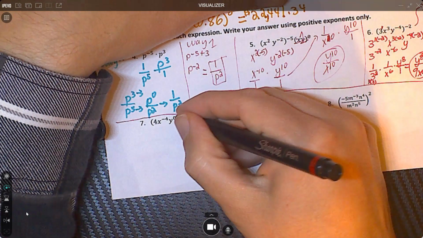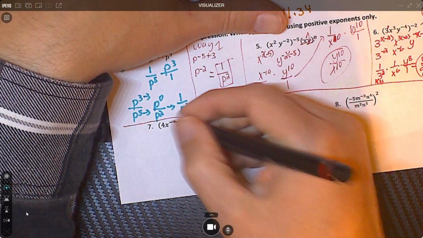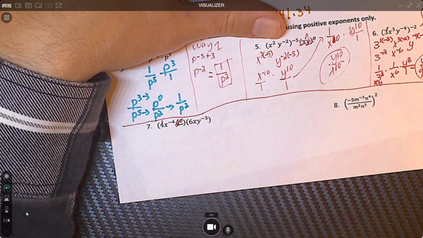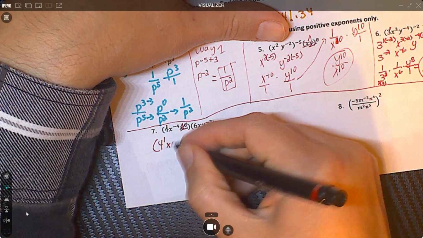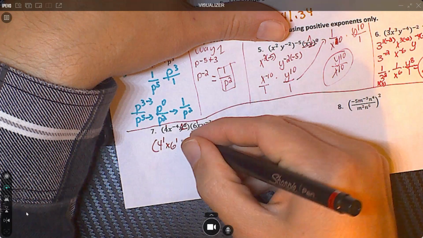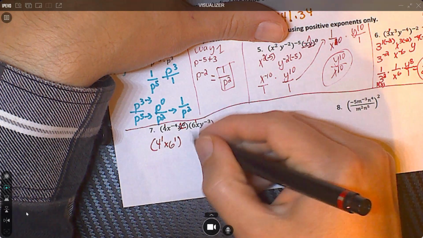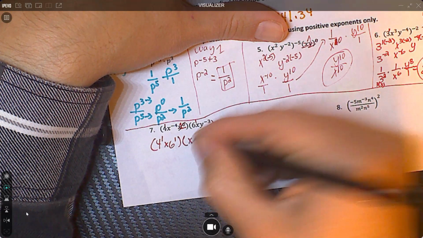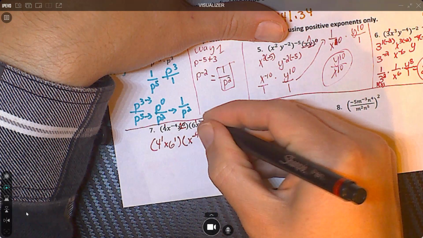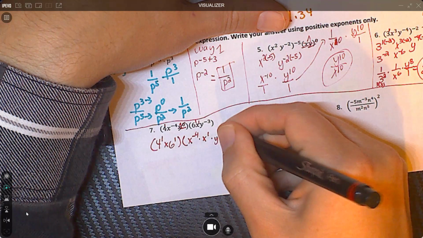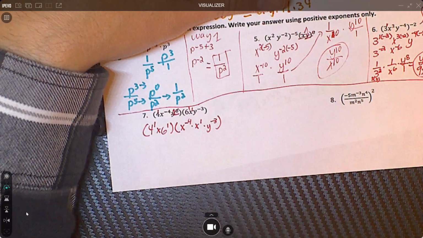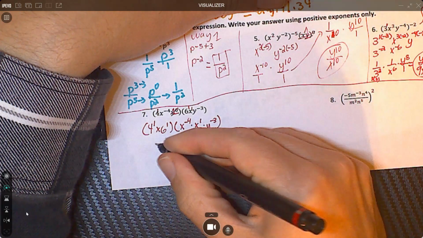Okay, anything to the 0 power is 1. That's 4 to the 1st. So we're doing 4 to the 1st times 6 to the 1st. And then we got x to the negative 4 times x to the 1st times y to the negative 3. So you can see that's 24.